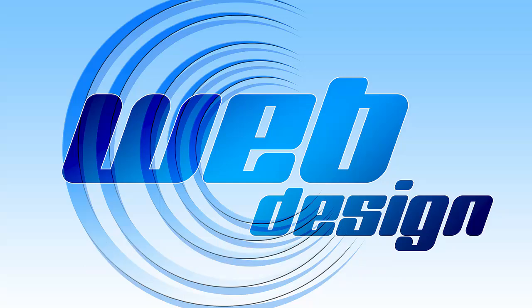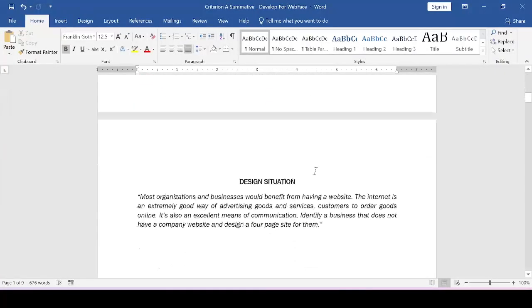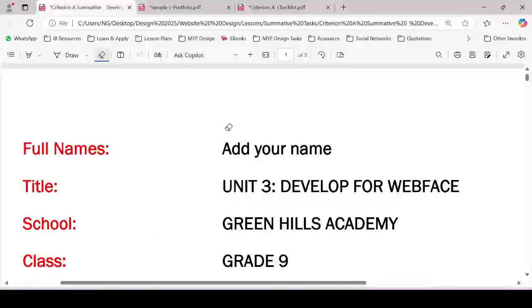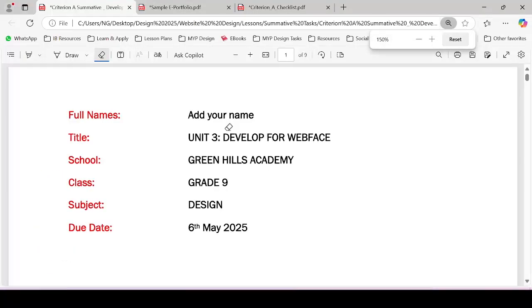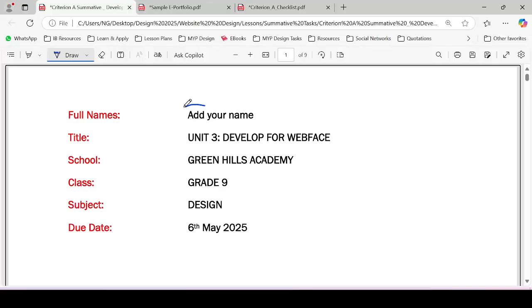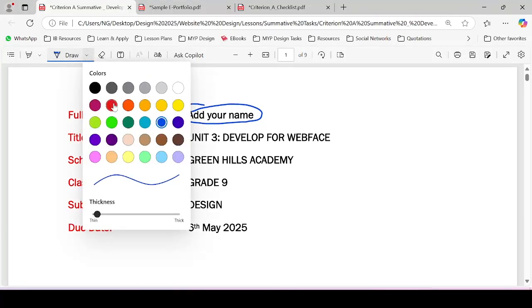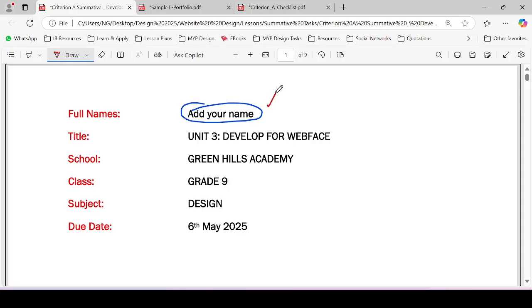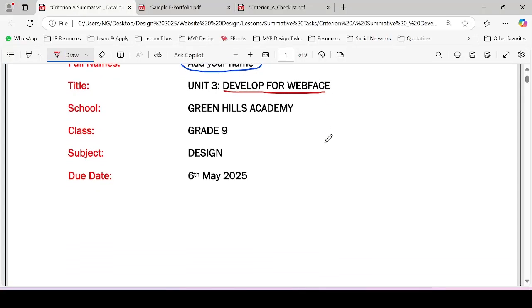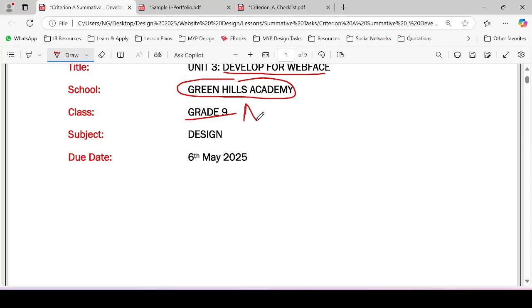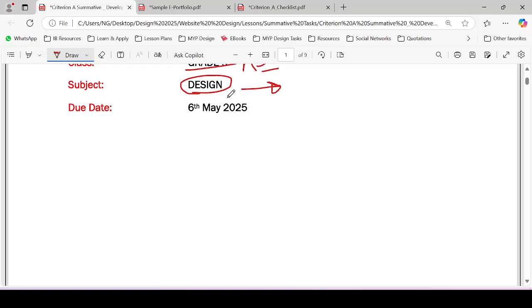If you look at what I shared with you, it's a document of this kind, where you have to modify it, change where it says add your name and replace it with your real name. This year we are formulating our portfolio. The title is Unit 3, which is developed for WebFace. Our school is Green Hills Academy. The grade is grade 9, so you can say grade 9 AB or AB2 or CD2. The subject is design, but you can add digital design. The due date is 6th May 2025.